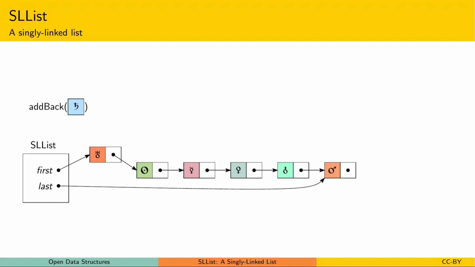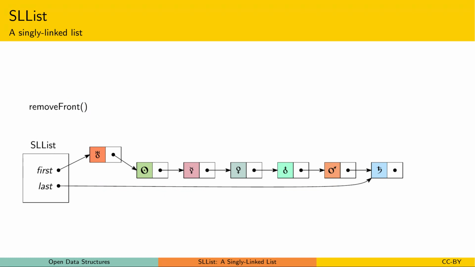To add a value to the back of an SLList, we create a new node U containing the value we want to add. Then we set the next pointer of the last node in the SLList to point to U. Now U is the last node in the list, so we set the SLList's last pointer to point to U.